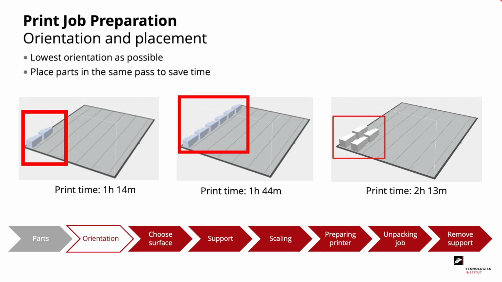Regarding orientation, there are two more things to be aware of. First, you want to have as low an orientation as possible, so instead of having parts standing up, you want to have them lying down. Secondly, you want to place parts in the same pass to save time. As we can see in the pictures below, we don't add much time even though we add 4 parts in the same pass. But if we spread the parts across 2 passes, then we actually add time even though we decrease the number of parts.